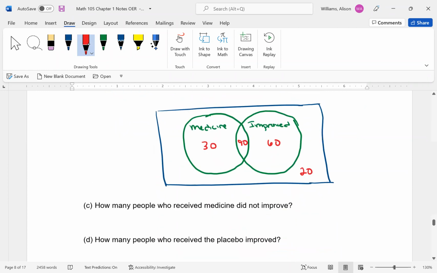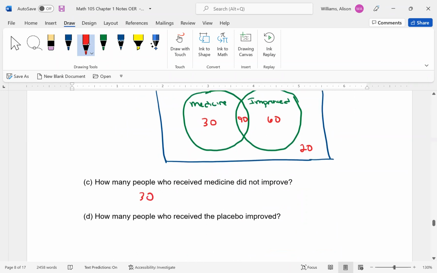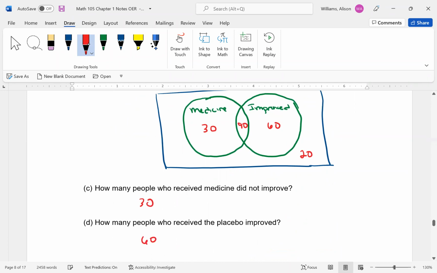So how many people received medicine and didn't improve? We already know that, there's 30. How many people who received the placebo improved? Well, we happen to know that too, that's 60. And we calculated those when we created our table.